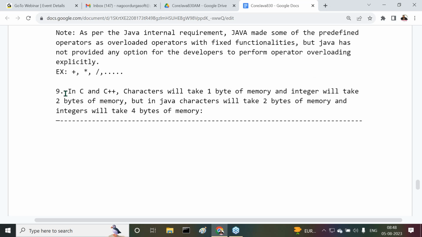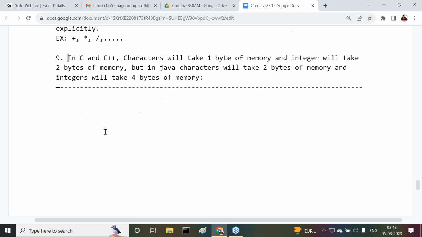In C and C++, characters will take 1 byte of memory and integers will take 2 bytes of memory. But in Java, characters will take 2 bytes of memory and integers will take 4 bytes of memory. This is the difference we are getting clearly. Fine, sir. Now I want to give some clarity. Try to understand it now.